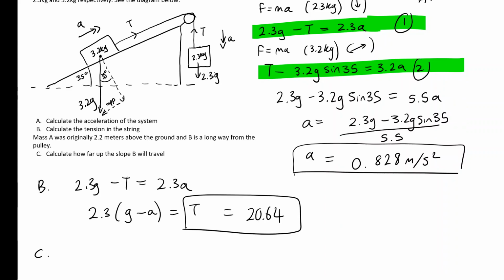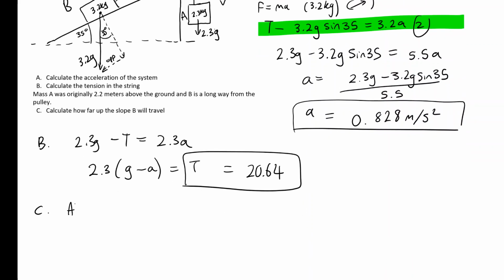So we're told that mass A was originally 2.2 meters above the ground, and B is a long way from the pulley. Saying B is a long way from the pulley basically means that object B will never be stopped by running into the pulley. It's just subject to the forces that act on it. So we know B must travel at least 2.2 meters, because that's the distance A falls.